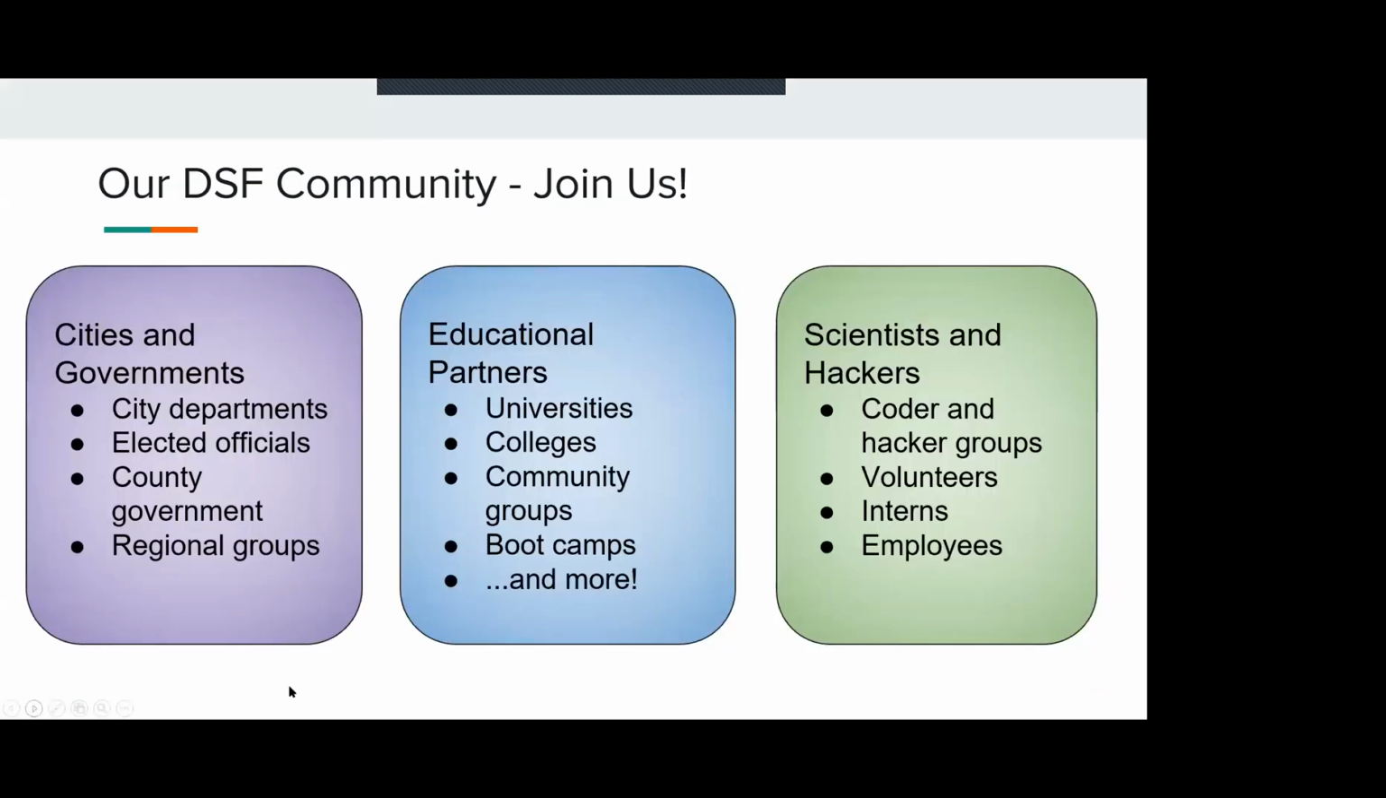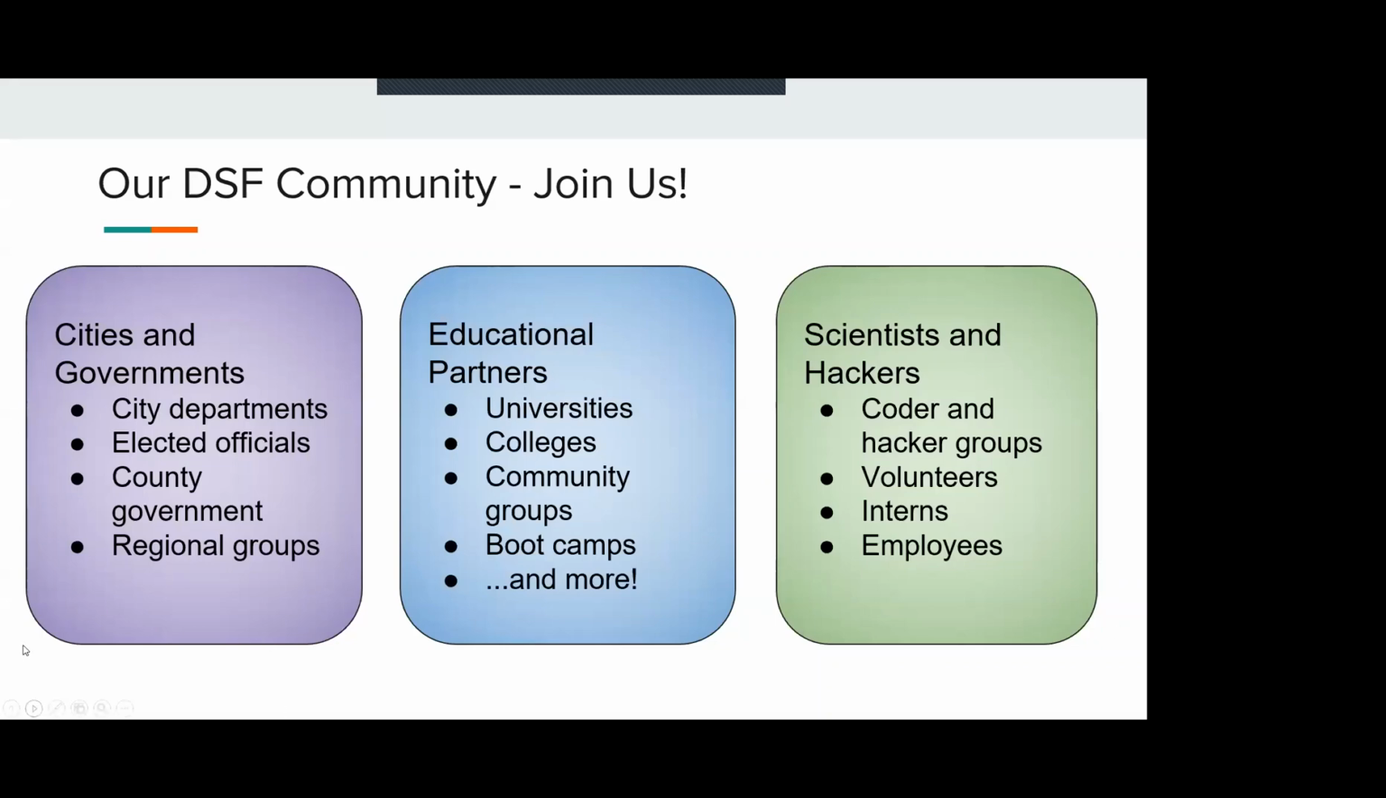So one is the cities and governments. And again, we focus a lot on getting projects solicited out of city departments, elected officials, the county government, and regional groups too. Our educational partners are universities and colleges. We also have Girls Who Code, so it reaches down to the high school level. Sometimes we have groups that are really more on a boot camp, so some of the programs and extension programs like at UCLA or USC or Cal State LA that may not be formal 2 or 4 year programs, but they have people coming in to do data science challenges. And then we have scientists and hackers from the community, groups like Hack for LA and others that come in and work on a specific project. The next slide just shows you some of those partners.